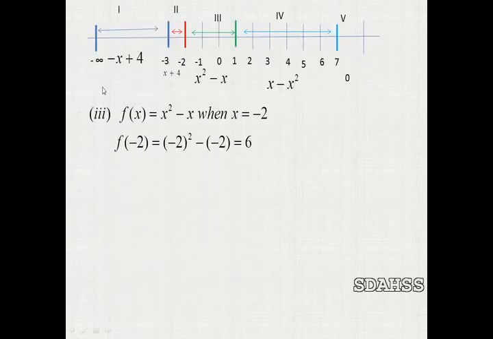Third one is minus 2. Minus 2 is located in the third interval, x square minus x.